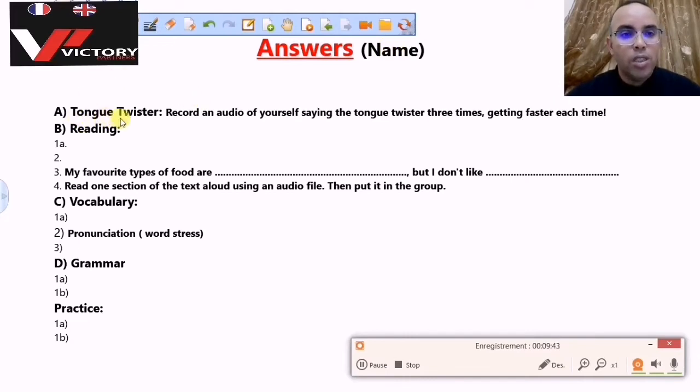Start with A. What is the tongue twister? You are going to record an audio of yourself saying the tongue twister 3 times, getting faster each time. Then move to reading the questions that I asked you to do, and so on. So this is how you should answer.